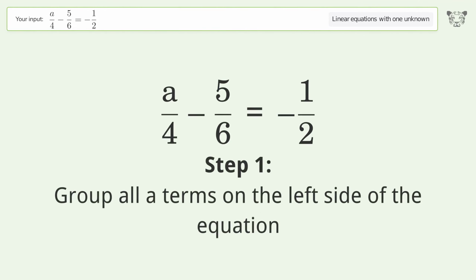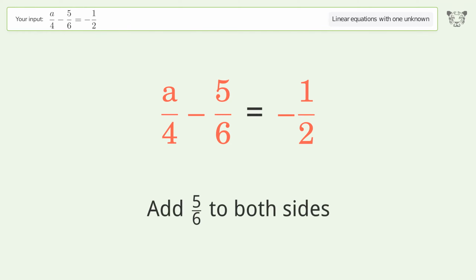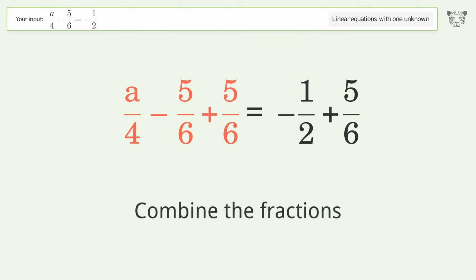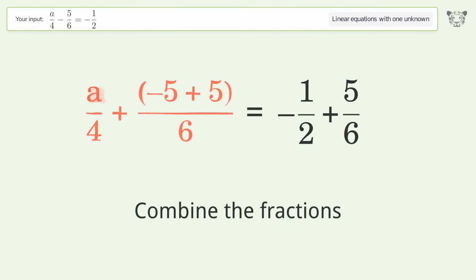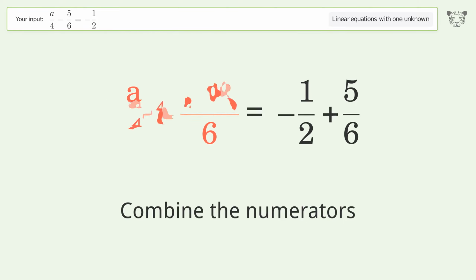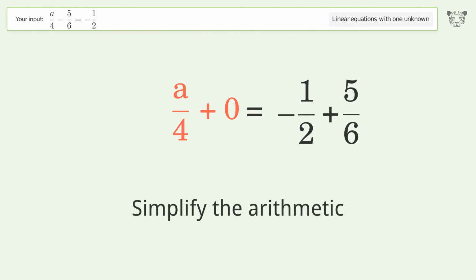Group all a terms on the left side of the equation. Add 5/6 to both sides. Combine the fractions. Combine the numerators. Reduce the zero numerator. Simplify the arithmetic.